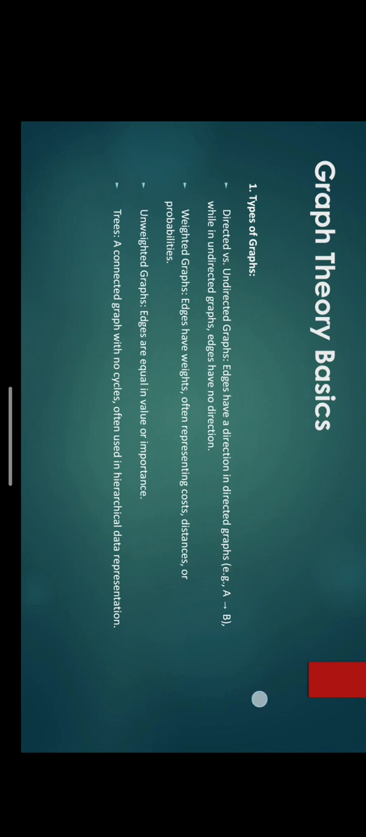Weighted graphs. Edges have weights, often representing costs, distances, or probabilities. And the next one is unweighted graphs. Their edges are equal in value or importance. Next, trees. A connected graph with no cycles, often used for hierarchical data representations.